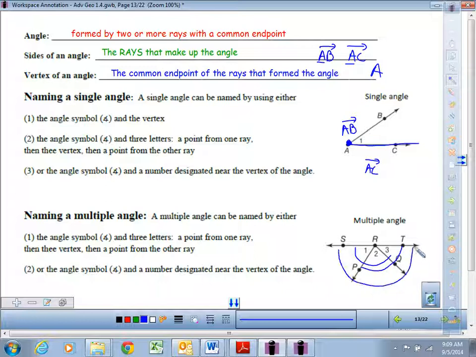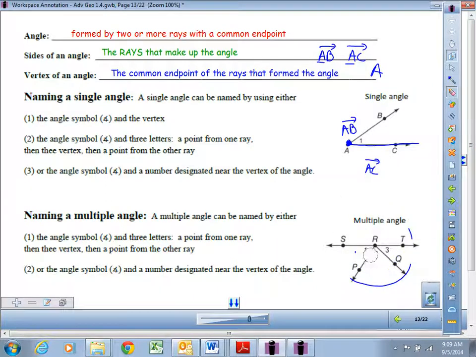We could look at all of them combined. We could even go this way combined. So we have multiple angles around here. So on these I want to be more specific.